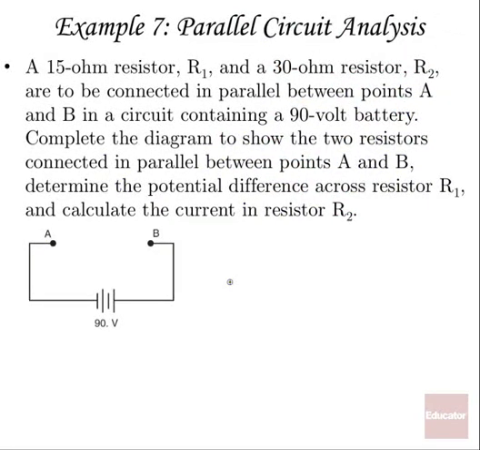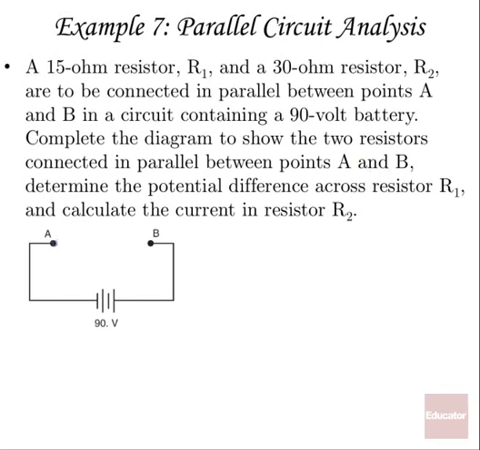Let's take a look here at another parallel circuit problem. We have a 15 ohm resistor, R1, and a 30 ohm resistor, R2, that are to be connected in parallel between points A and B in the circuit that contains a 90 volt battery. Complete the diagram to show the two resistors connected in parallel between A and B. So let's do that first.